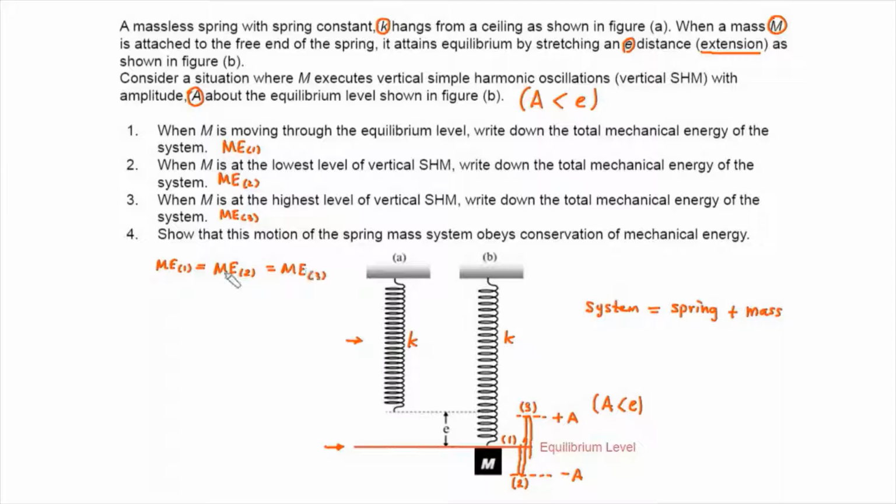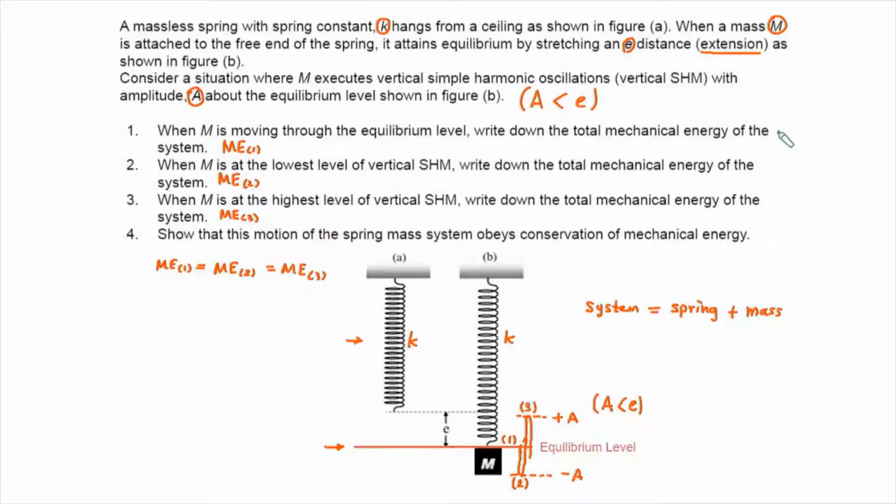So if we can show that these are equal to one another, that means the mechanical energy remains the same. It does not change with time, it does not change with position. It's the same, meaning conservation of mechanical energy holds for this system.